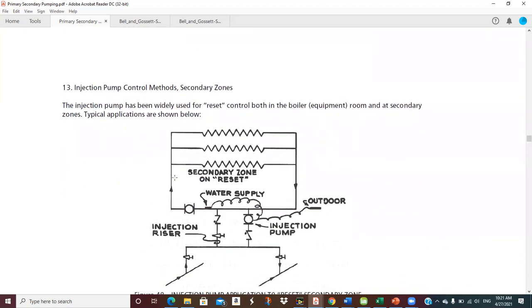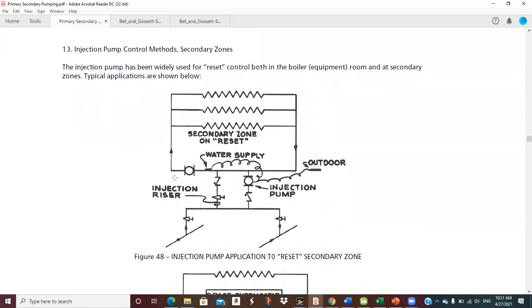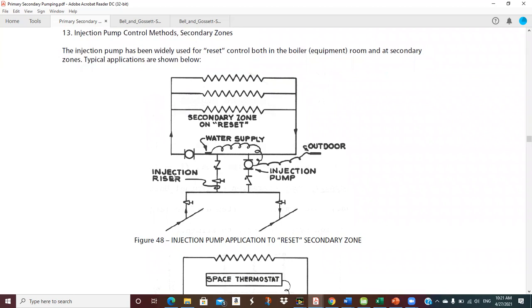Okay, injection pump control methods, secondary zone. Okay, this is pretty good. I like this. The injection pump has been widely used for reset control, both of boiler equipment in the boiler room and secondary zones. Typical applications are shown.